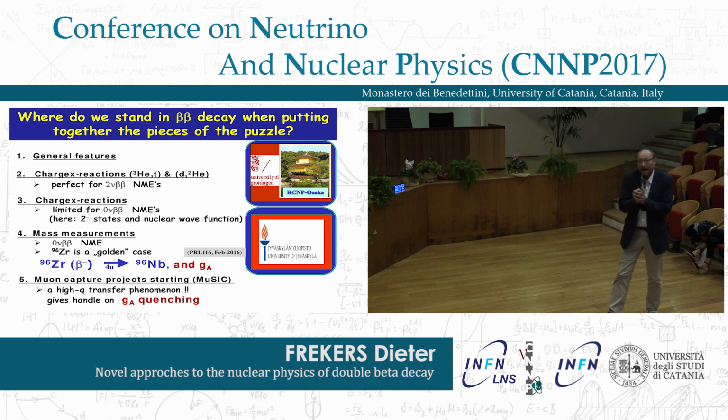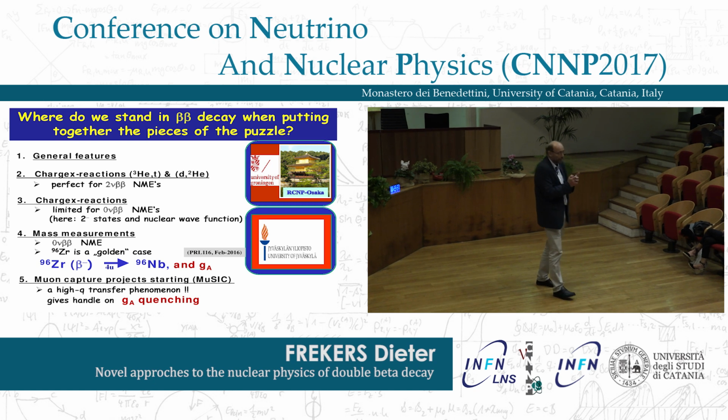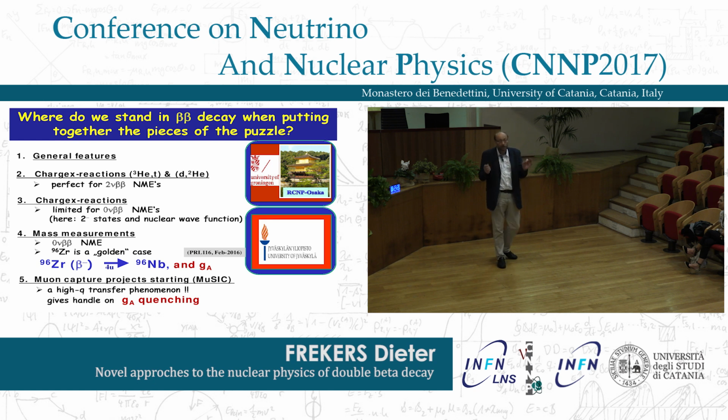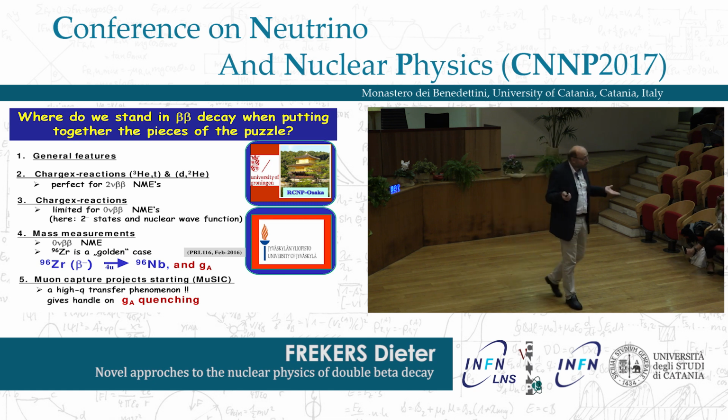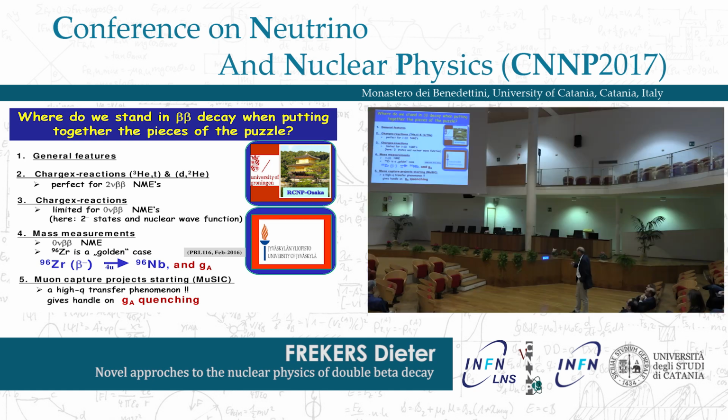Over the week, we have heard a lot about the quenching of the axial-vector coupling constant, gA. I always state that the quenching of the coupling constant is a theoretical issue, and experimentalists have nothing to do with it. Theorists have invented the quenching, and they should fix it. That was my position, but over time you get a little more mellow, and then you say, yes, I can help you in fixing it. And I will show you how to do this.